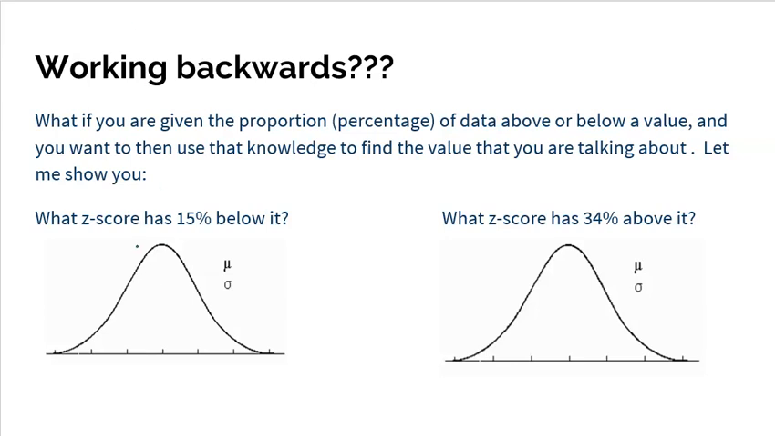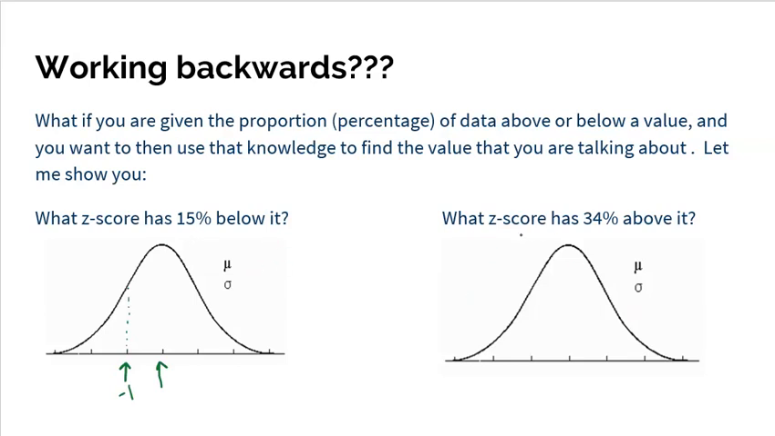So if I say, hey, what z-score has 15% below it? Well, because of symmetry, we know that the mean has exactly 50% below it. So it's got to be something lower, right? And if we look below -1, we know that there is a decent amount of data below -1. Not a ton, but there's a decent proportion there. But I want to know exactly, right? Exactly what z-score has precisely 15% below it.